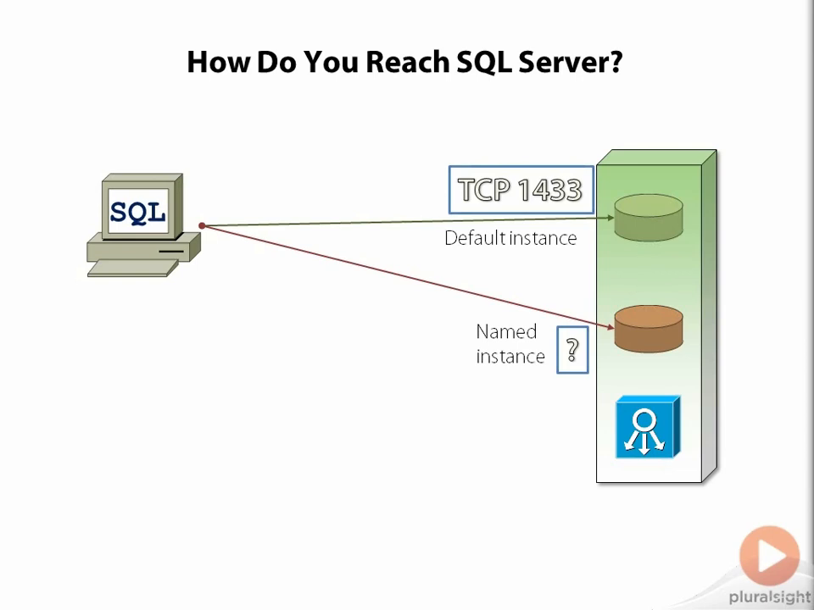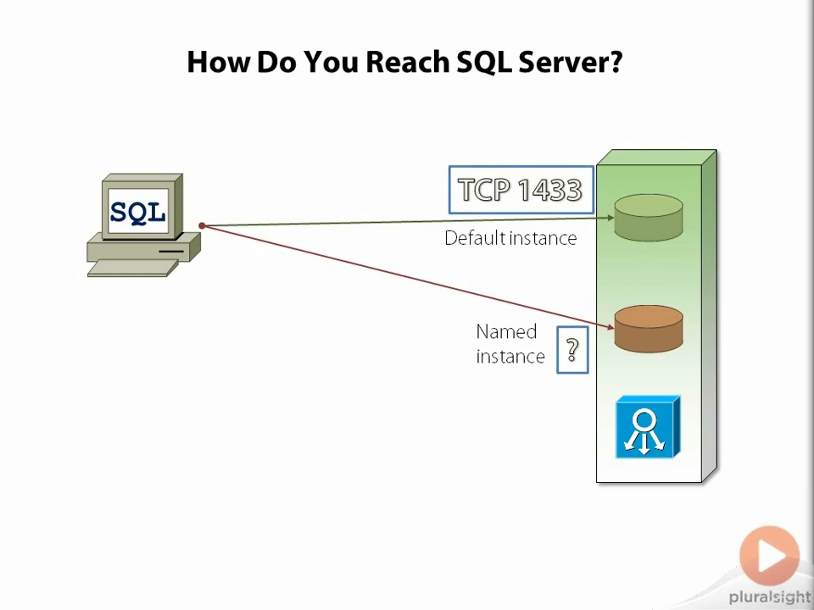When a named instance starts on a server, it will store its dynamic port, the port chosen at startup, on the registry of the server, and the SQL Server browser will read this entry in the registry and know what port this named instance is listening to.